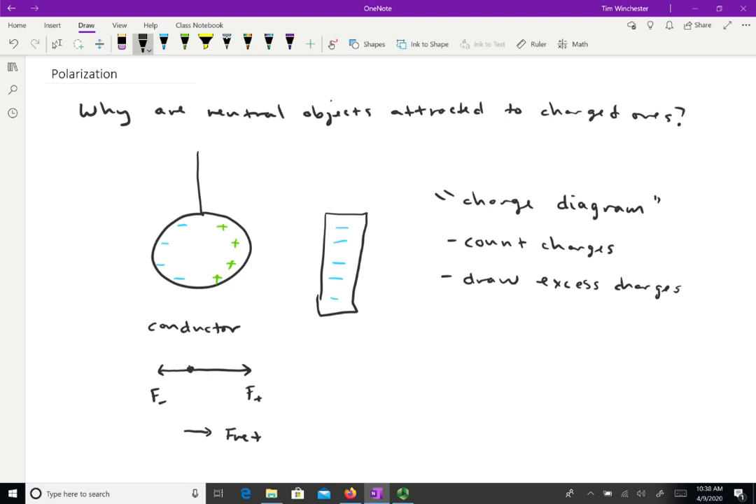Okay, and the locations that you draw them obviously matter. So the whole point in this case, for example, is that the positive charges end up on the right and the negative charges end up on the left.